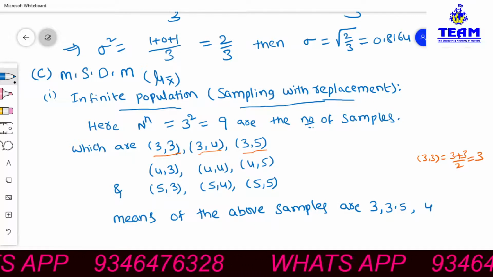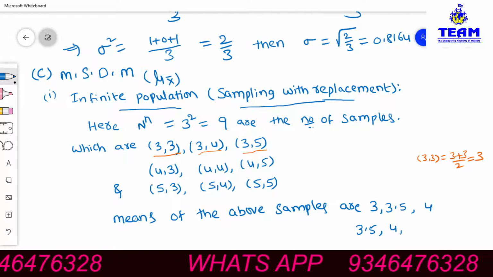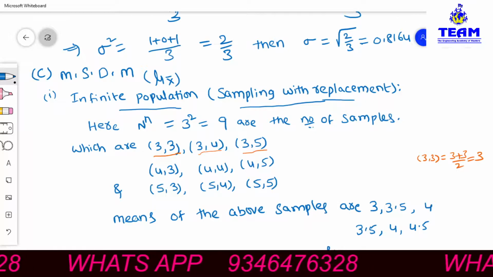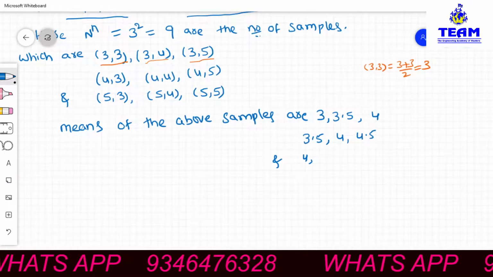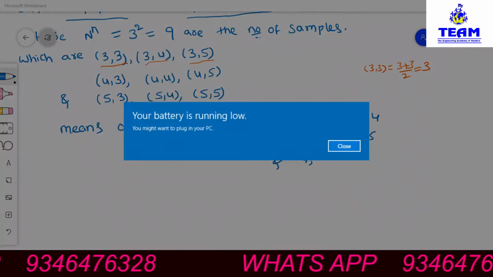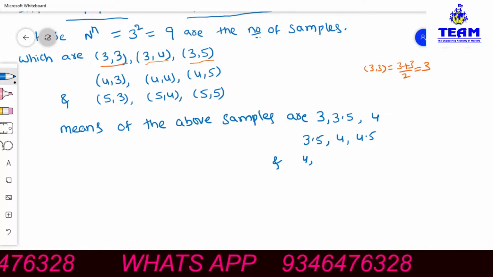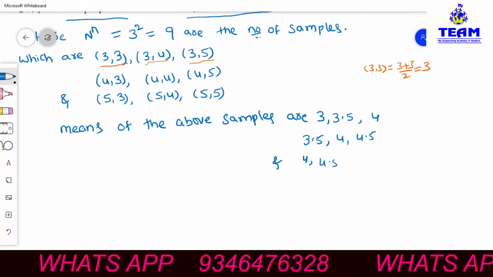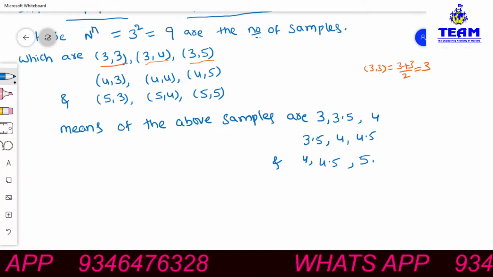In the second line, we get (4 plus 3) by 2, which is 3.5, then 4 and 4, whose sum is 8, so 8 by 2 is 4, and 4 plus 5 is 9, so 9 by 2 is 4.5. In the last row, with 5 and 3, the sum is 8, and 8 by 2 is 4. For 5 and 4, the sum is 9, and 9 by 2 is 4.5. And for 5 and 5, the sum is 10, and 10 by 2 is 5. These are the means of each sample.